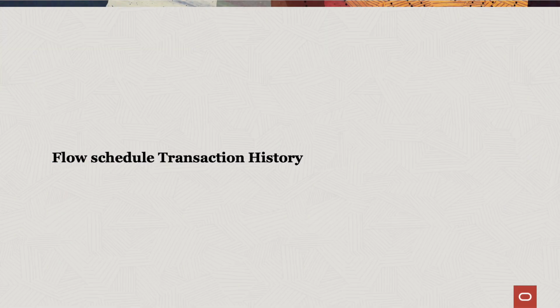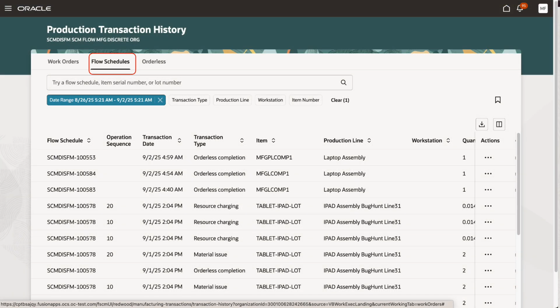Now, let's see how to view the Flow Schedule transaction history. Click on the Flow Schedule tab to view all Flow Schedule transactions. Similar to work orders, you can search transactions using keywords and filters. You also have the option to show or hide specific columns, save frequently used searches, perform actions, and export the transactions.